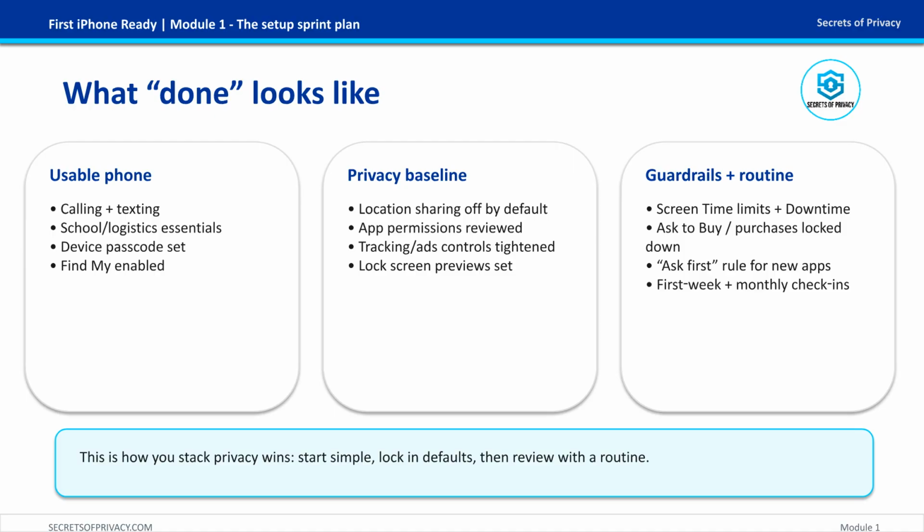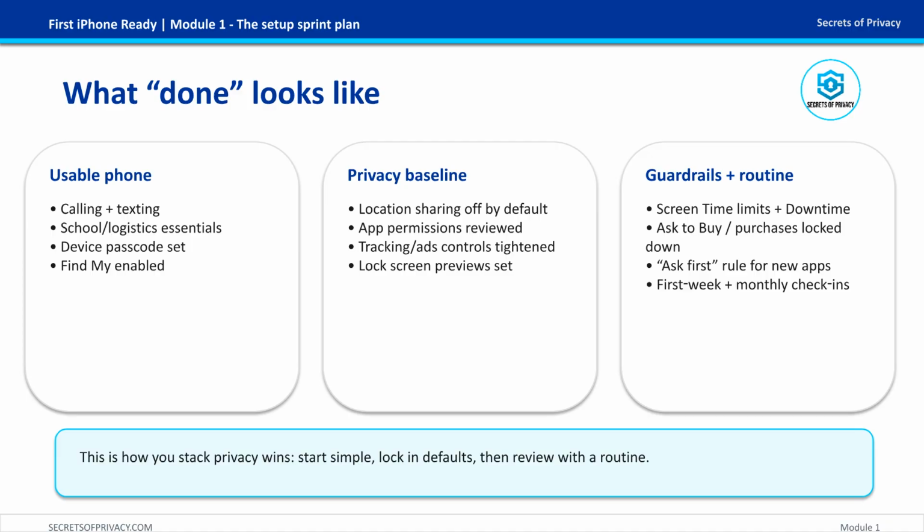On this slide, I want you to anchor on one idea. We're trying to get to done, not perfect. Done has 3 parts. First, the iPhone is usable for the reason you bought it: calls, texting, and whatever logistics your family needs. Second, it has a privacy baseline.